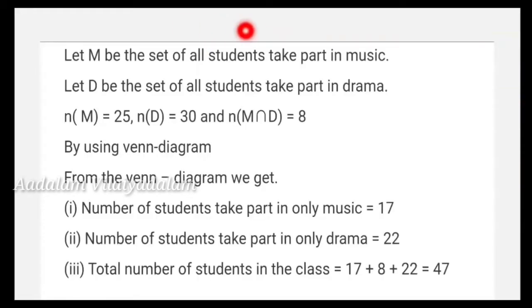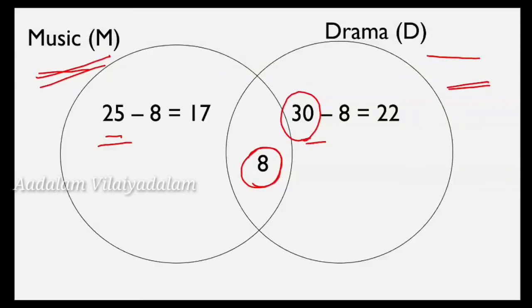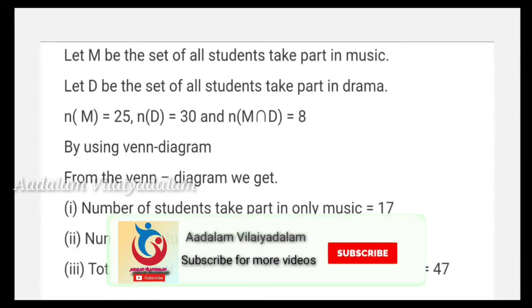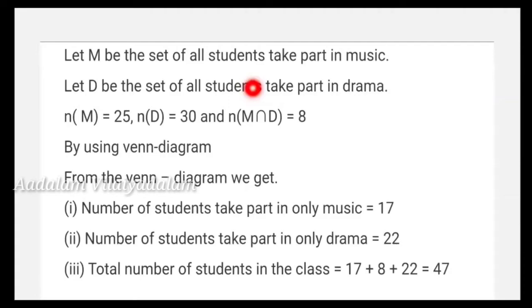Now we can conclude. Let M be the set of all students who take part in music. Now let D be the set of all students who take part in drama. That's what we have done here, music and drama. Next, n of M equals 25 and n of D we can write as 30. And n of M intersection D is the students who took part in both competitions, so n of M intersection D equals 8. Now by using the Venn diagram, we can derive the answers. From the Venn diagram we get the number of students who take part in only music, 17, and the number who take part in only drama, 22.